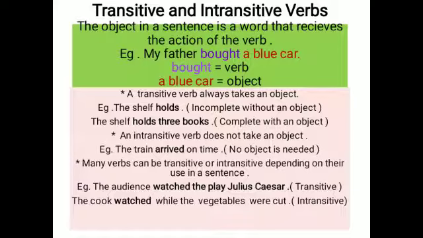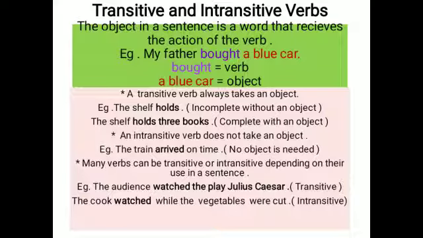The next topic is given. Many verbs can be either transitive or intransitive depending on how they are used in a sentence. So there are many verbs which act as transitive and intransitive which are used in sentences. For example, the audience watched the play Julius Caesar. So here watched is a verb and the play Julius Caesar is an object. So here an object is given.